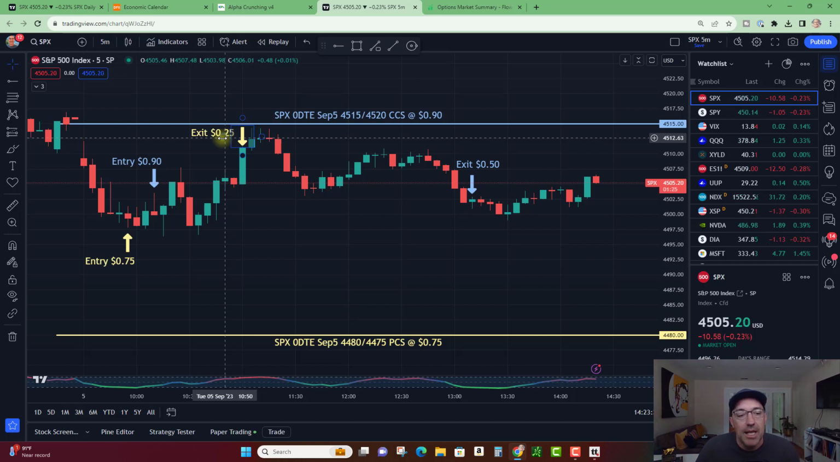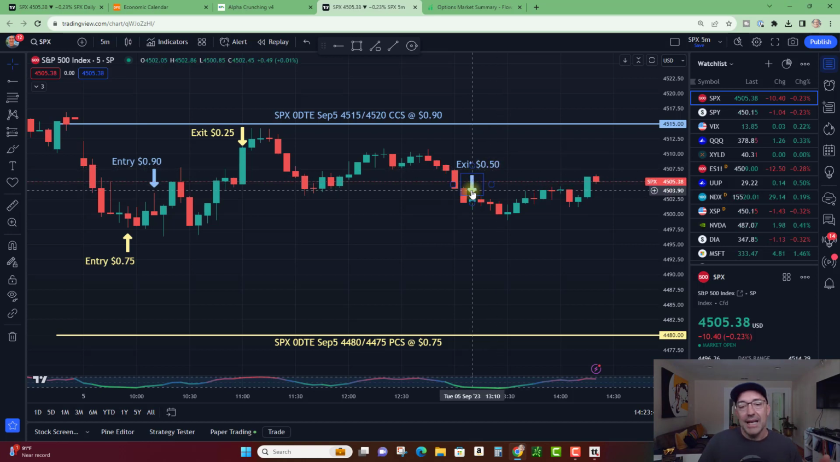And on the flip side, when I sold the call spread, that's the blue highlighted trade here, I sold it for 90 cents and bought it back for 50 cents, so I only got 40 cents. But at this point, it's in the afternoon, and we had come up to this level. So I just wanted to get out of it. I wasn't going to wait around for another 10 cents or whatever.